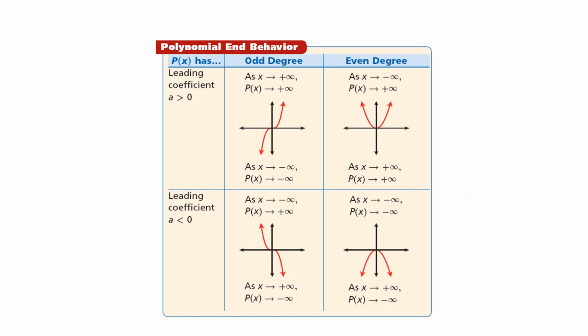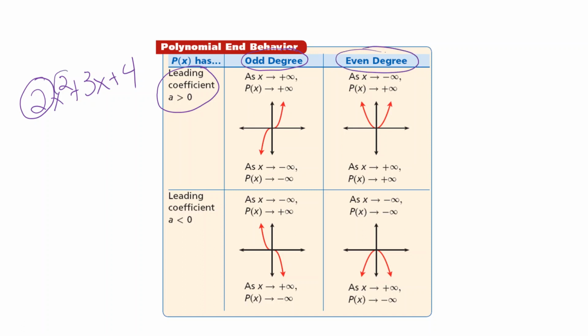All right, so look at this chart. You're going to see this chart quite a bit in this lesson, and it'll be good for you to get it memorized in your head. This top half is when the leading coefficient is greater than 0. So if we had a function like 2x squared plus 3x plus 4, our leading coefficient is 2, and that is greater than 0. And so let's look at whether we have an odd degree or an even degree.